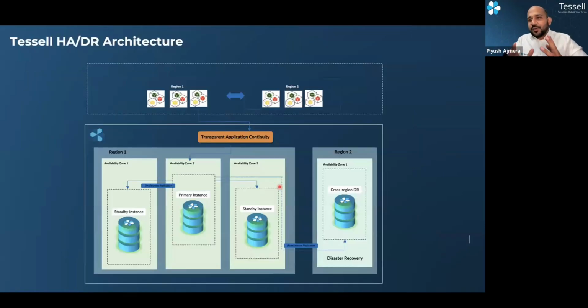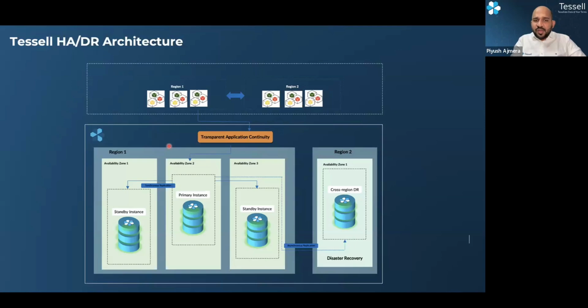So that's how it looks. You have a primary region where your applications are sitting. You have a region 2 where your DR applications are sitting. And you have a multi-AZ HA plus a cross-region DR setup. And all of this is connected through Tessell plus transparent application continuity. So in addition to the Tessell agent, true to the native databases, we rely on the Oracle transparent application continuity feature, right? With that, we can assure zero downtime for the application even in case of a failure.